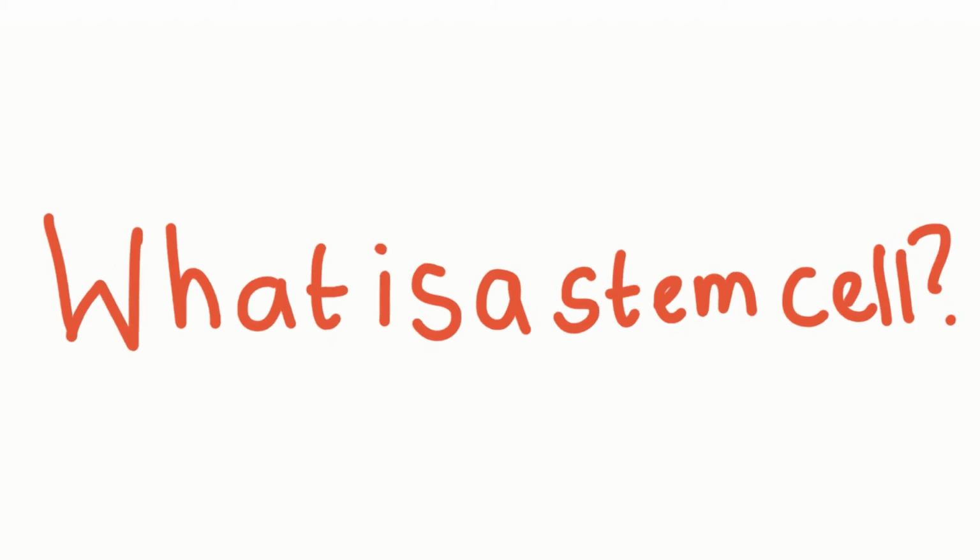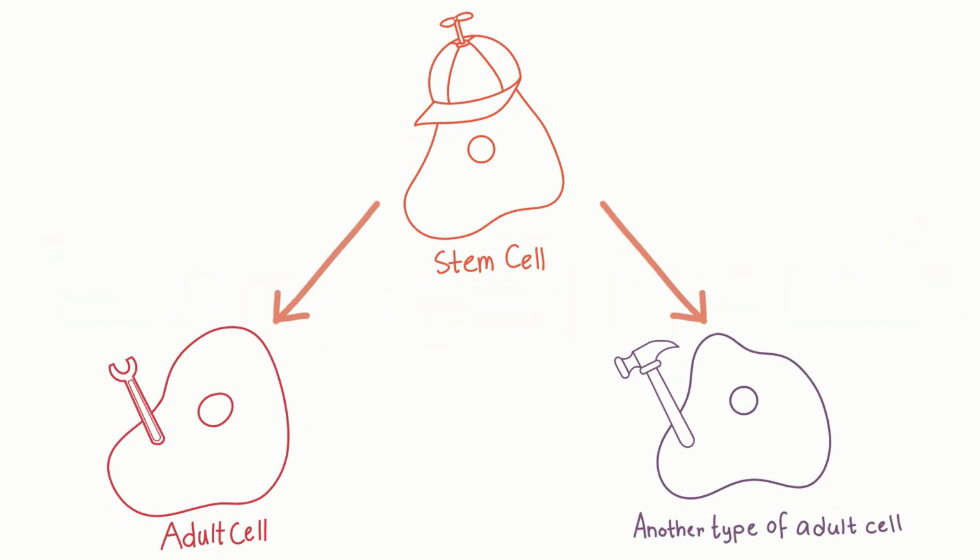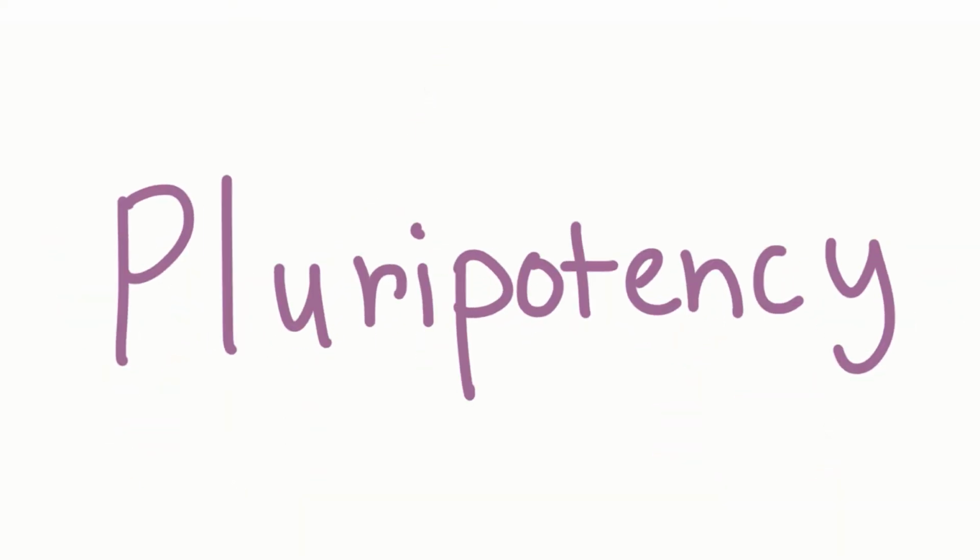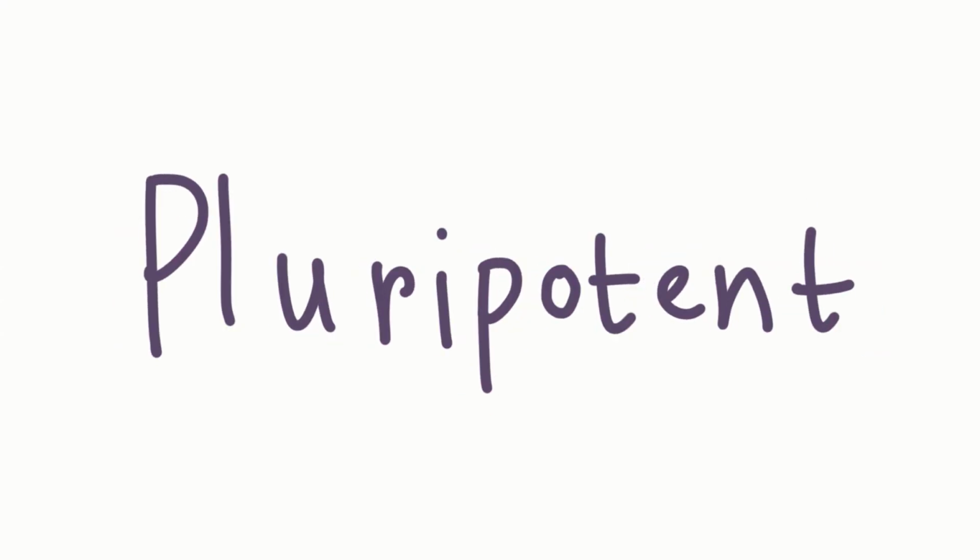What is a stem cell? It is a cell that can mature into different types of adult cells. This property is known as pluripotency, and the cell is said to be pluripotent.